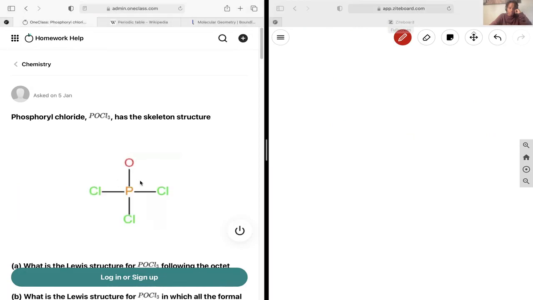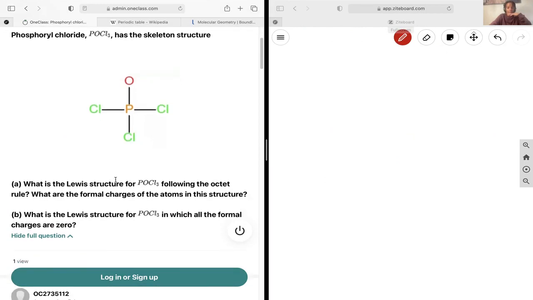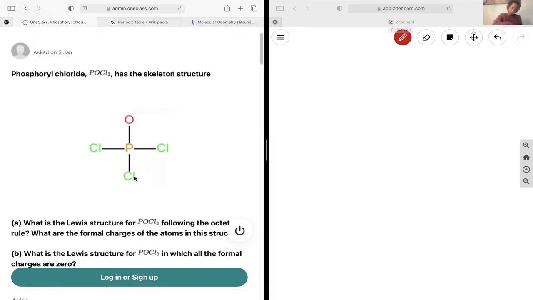So POCl3 has the skeleton structure depicted here. What is the Lewis structure for POCl3 following the octet rule? And what are the formal charges that causes on all of the atoms? And what is the Lewis structure for POCl3 in which all formal charges are 0? So let's go about that.